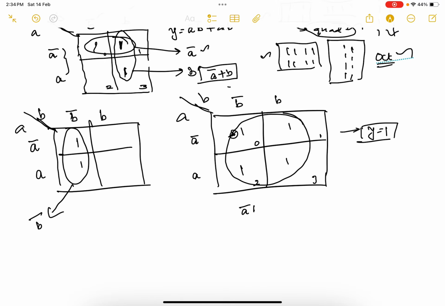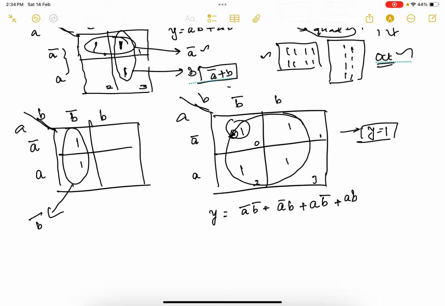This is nothing but A bar, B bar. For this one, this is nothing but A bar, B bar. So the second one, it is A bar plus B. For the third one, it is A, B bar. For the fourth cell, that is the third cell, it will be A, B.